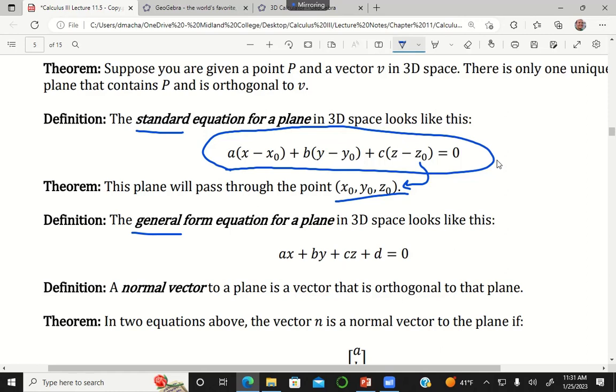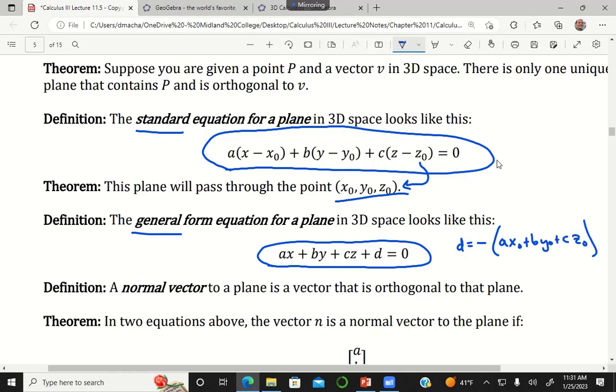If you do just a little bit of algebra to this equation, you can rearrange it to look like this. If you do that, then this lowercase d is just going to be negative a x naught plus b y naught plus c z naught. But d would just be a scalar, right? I mean, it's just a number. Then this is what we call the general form equation for a plane.